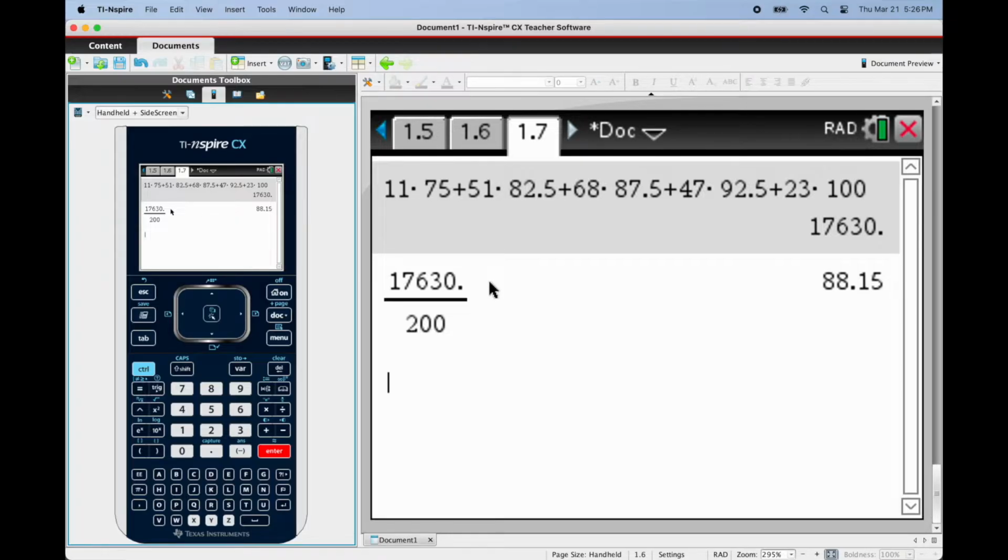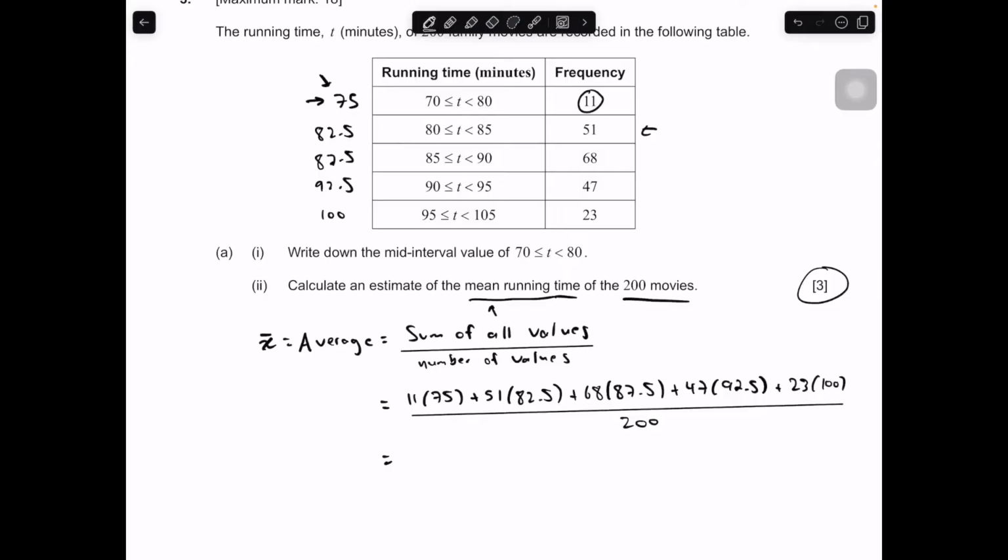88.15. So let's go ahead and write that in. 88.15, or to 3 sig figs, 88.2. Okay, this is a 3-mark question, and I believe that's the way that they're kind of nudging or suggesting that you solve it.